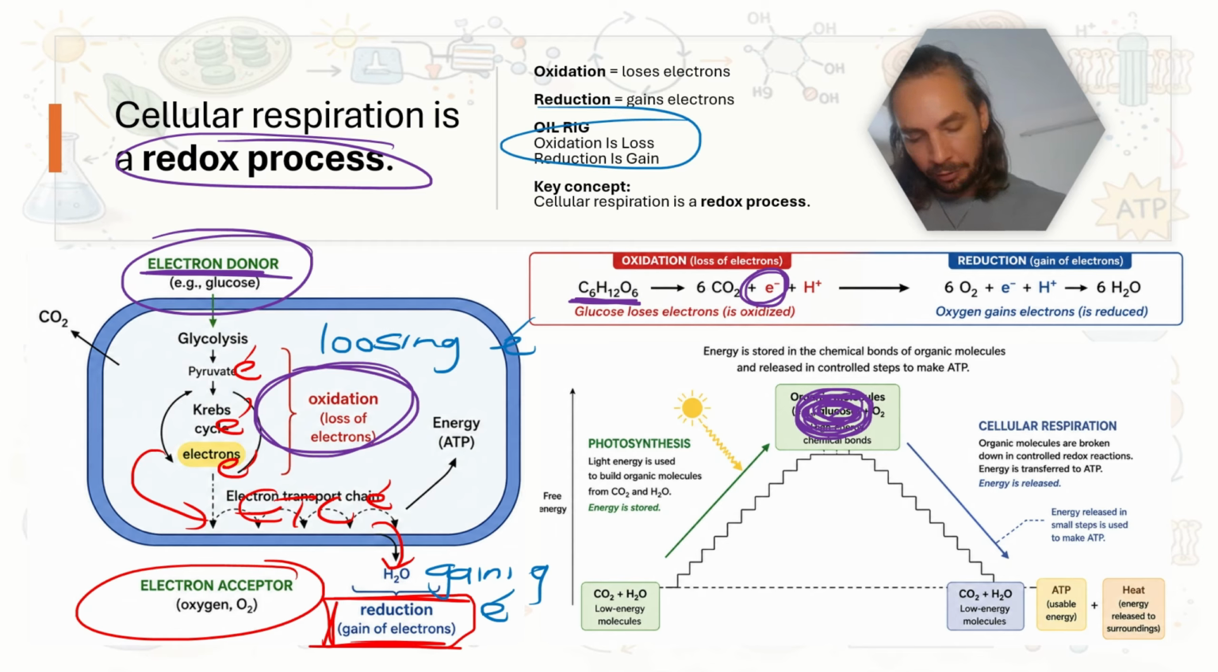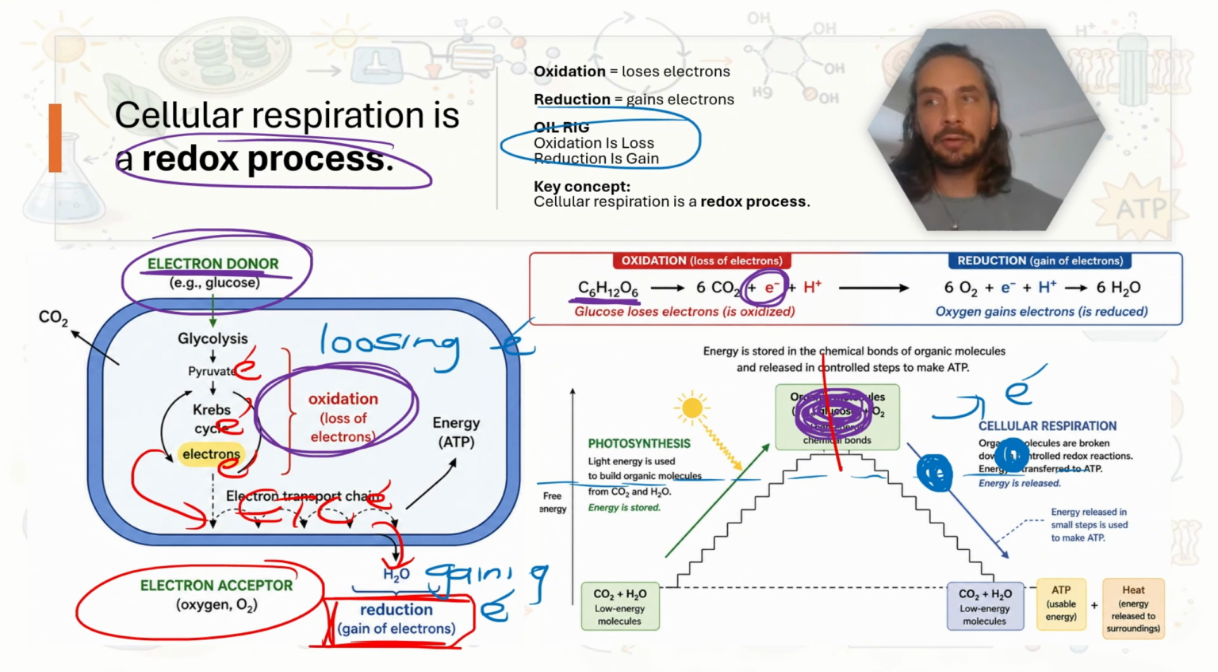Now it will be broken down stepwise. Those chemical bonds are not going to be broken down all at once. It's going to be broken down bit by bit. So now I have two molecules that formed that still have chemical bonds, and it's still at a high energy level. But what I've released now is some of those electrons. And some of this energy I've used to make ATP.